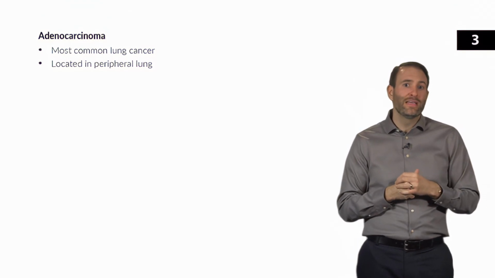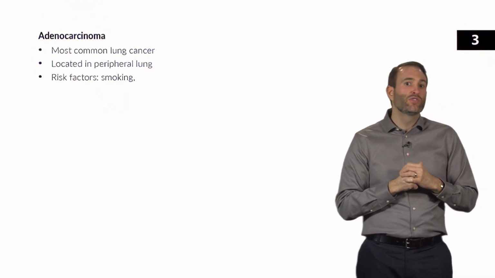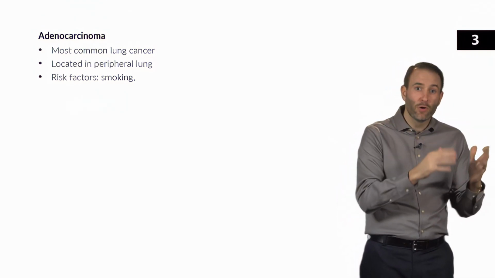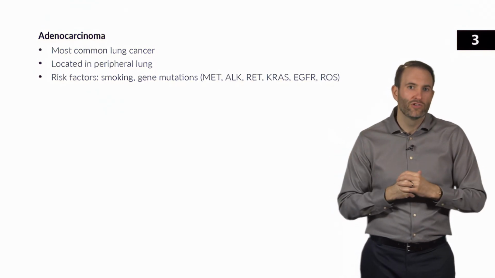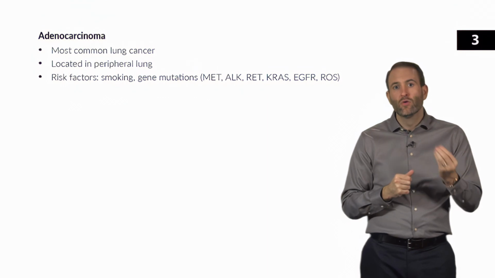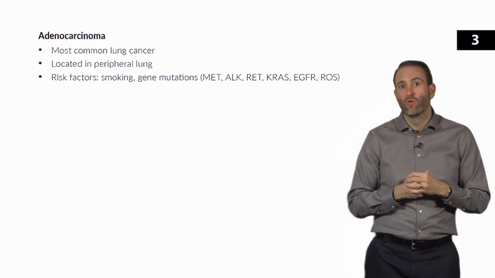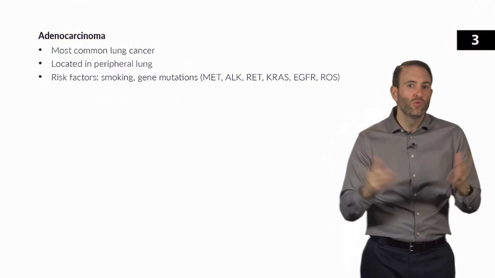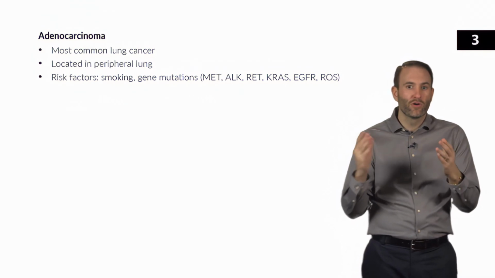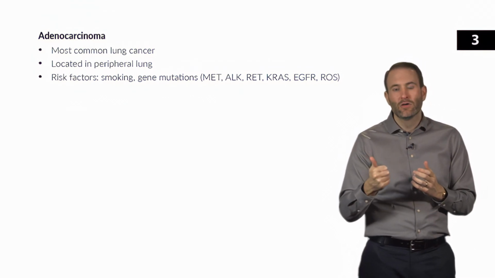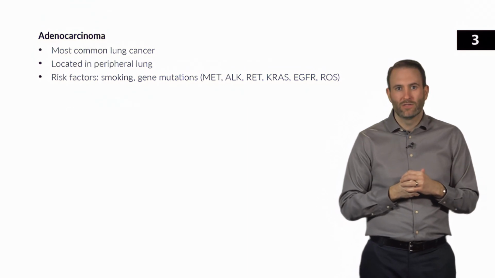Now, adenocarcinoma is usually related to smoking, but also know that adenocarcinoma is the most common lung cancer found in non-smokers and in females. Now, mutations associated with adenocarcinoma include MET, ALK, RET, KRAS, EGFR, and ROS. Now, we got a great mnemonic from a student recently that noticed that this order actually spells out marker. So remember, marker is going to stand for MET, ALK, RET, KRAS, EGFR, and ROS.